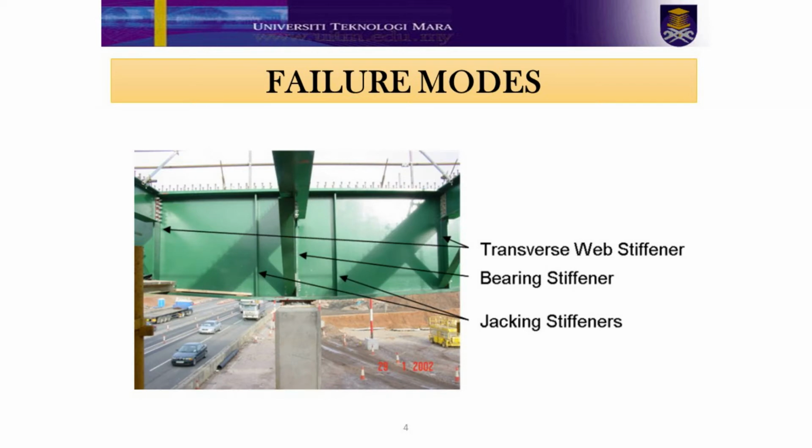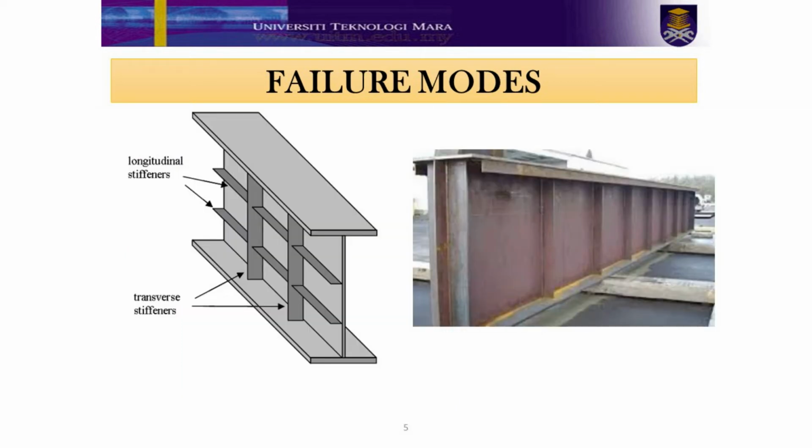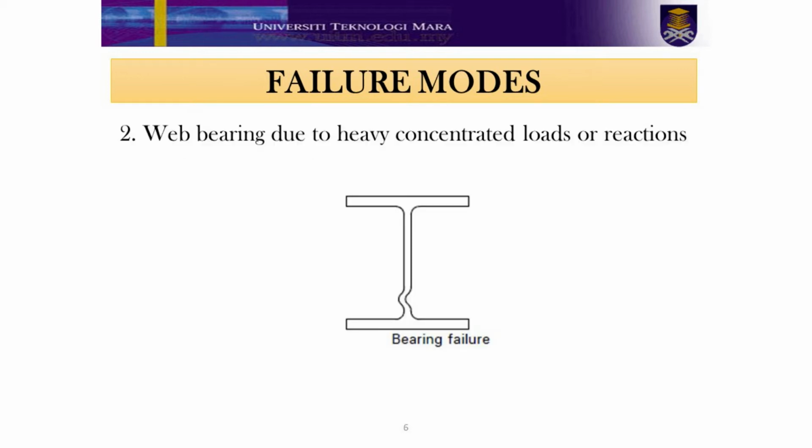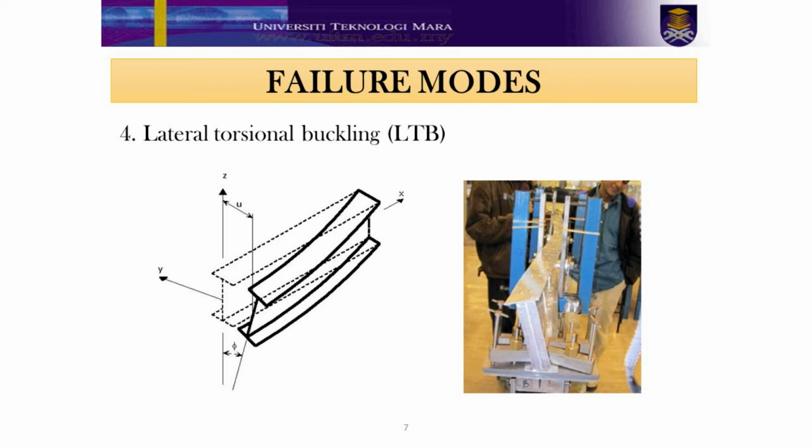This figure shows the transverse web stiffener, bearing stiffener and jacking stiffeners. And some other pictures show the transverse web stiffener and longitudinal stiffeners. At some point, the girder may also experience web bearing due to heavy concentrated loads or reactions. Due to its slenderness, without a proper constraint on the top of the flange plate, the plate girder may also be susceptible to lateral torsional buckling.